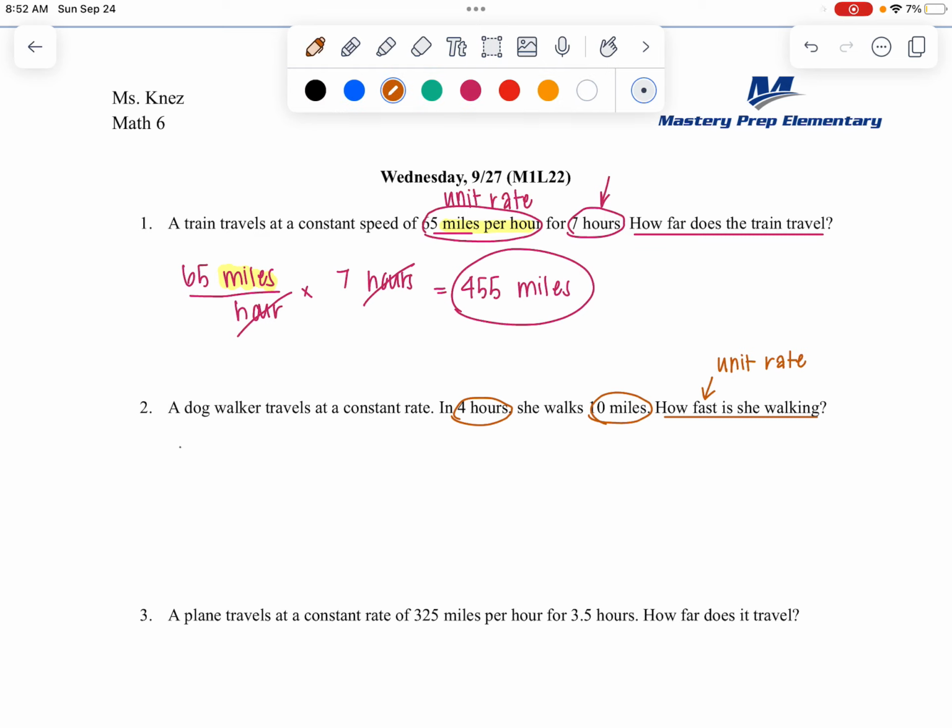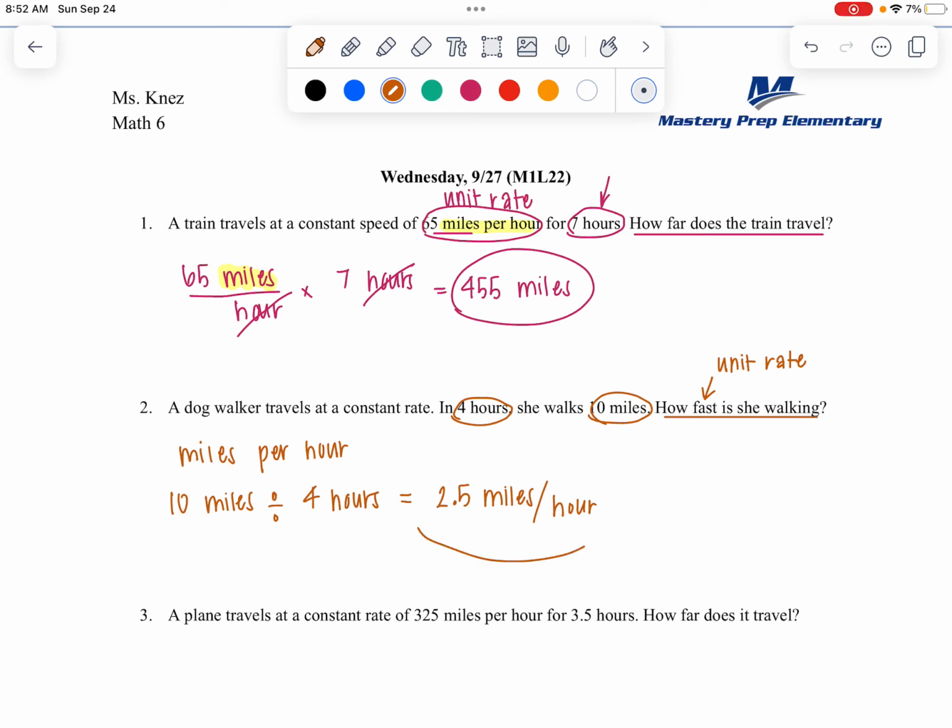So if we're looking for the miles per hour, we know that we need to split up the number of miles we know, which is 10 miles. And we're dividing that into 4 hours. And so none of our units cancel. There's no canceling of units. And we just end up with 2.5 miles per hour.